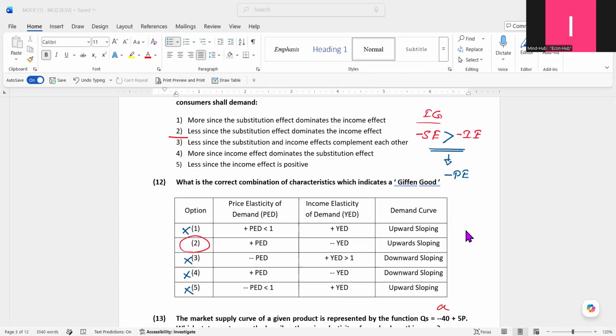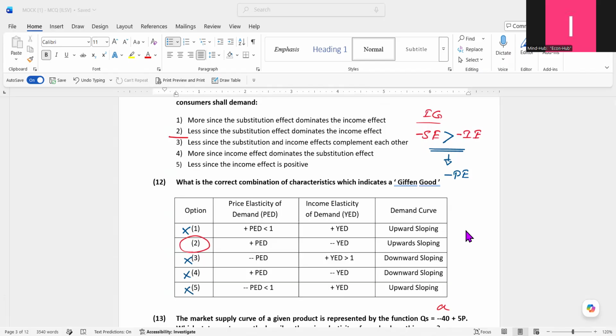Question 12. What is the correct combination of characteristics which indicates a Giffen good? Okay. So for a Giffen good, PED has to be positive. So it could be answer 1, it could be answer 2, it could be answer 4. We can't really say whether it's elastic or inelastic. We only can say PED is positive. We can't say more than 1, less than 1 exactly.